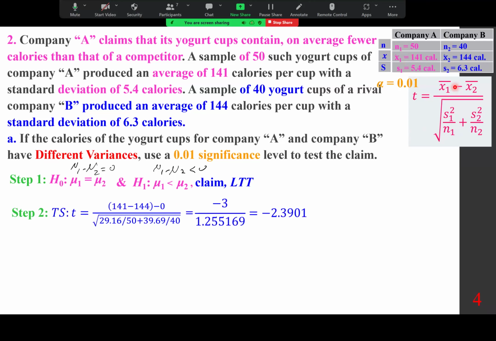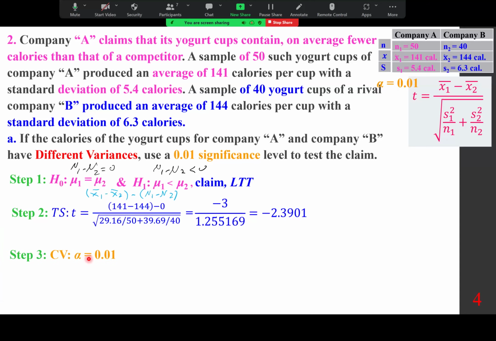So the formula may have x1 bar minus x2 bar in parentheses, minus, let me just write that. In some texts, you will see the formula in the numerator is x1 bar minus x2 bar minus mu1 minus mu2. And that's why I used 0 to mention that. This always comes from H0. So anyways, you do the math, that's what you get.